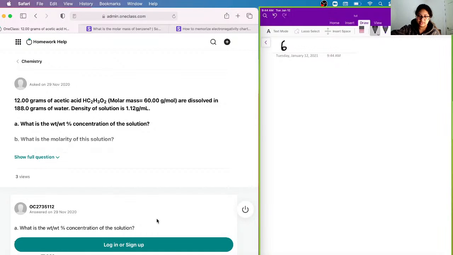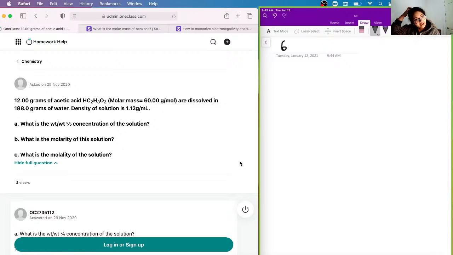Okay, so our next question says 12 grams of acetic acid, and the molar masses are given, dissolved in 188 grams of water, and the density of the whole solution is 1.12 grams per milliliter. So this question is divided into 3 parts. And so A says, what is the weight percentage concentration of the solution? Okay. The weight to weight percentage.